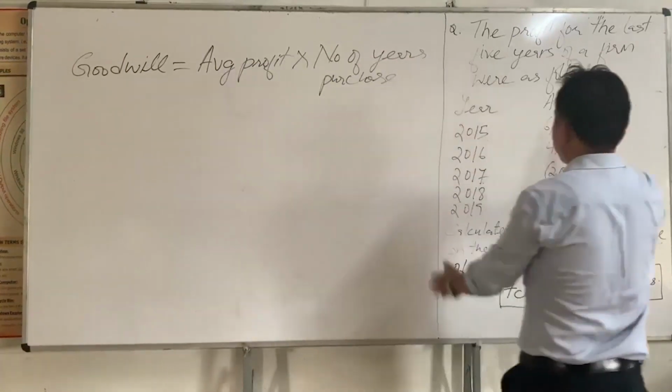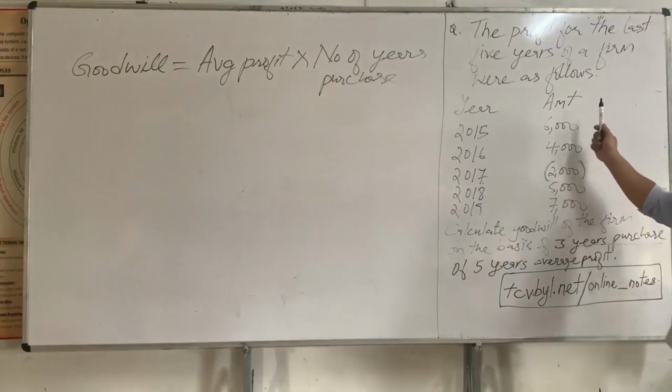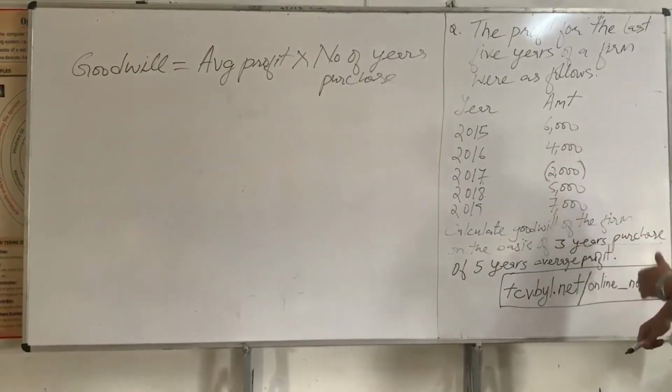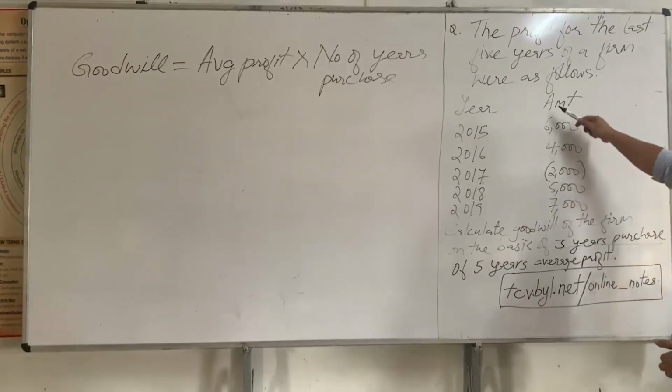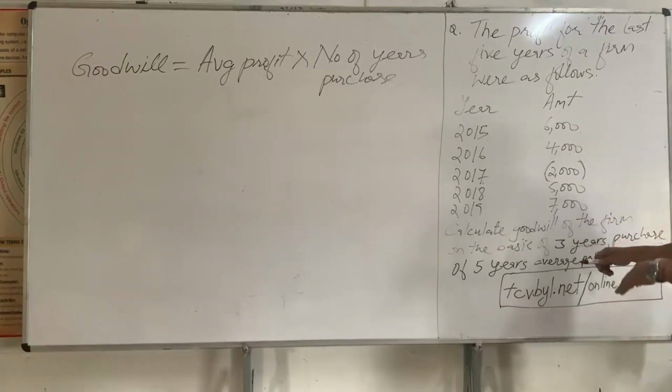So in this question, no information is given pertaining to abnormal profit or abnormal loss. So we can find an average profit of past 5 years straight away, since there is no adjustment to be made.